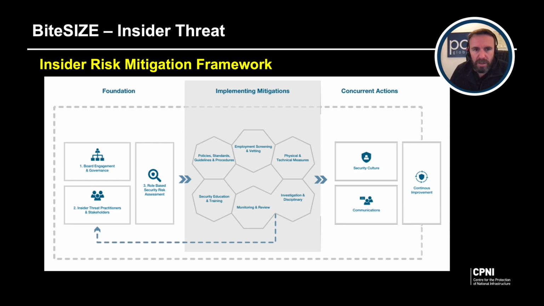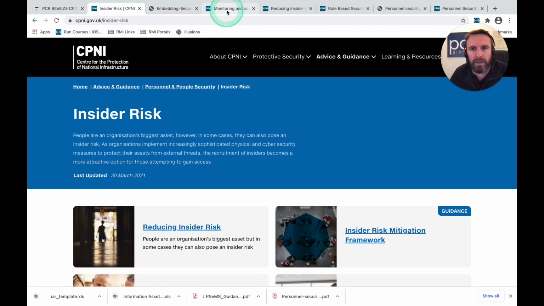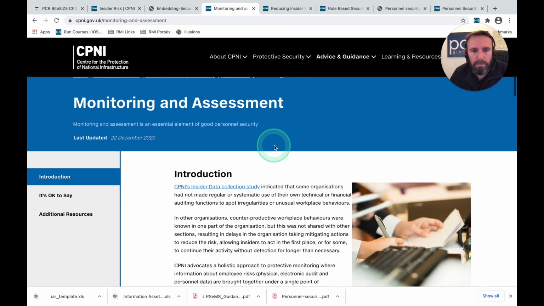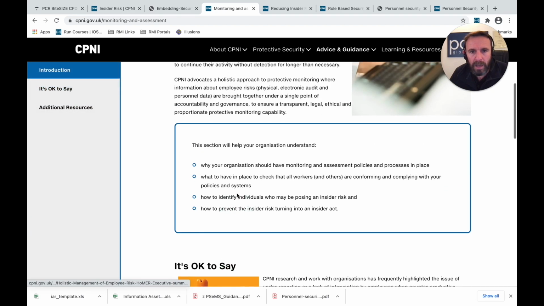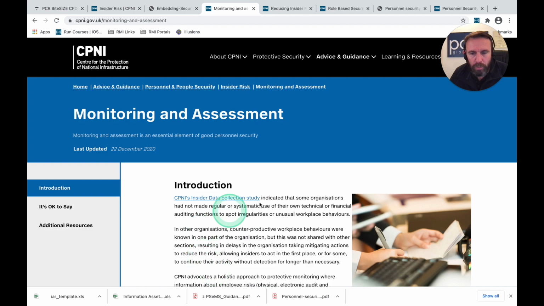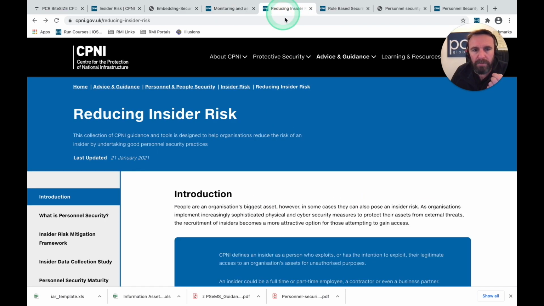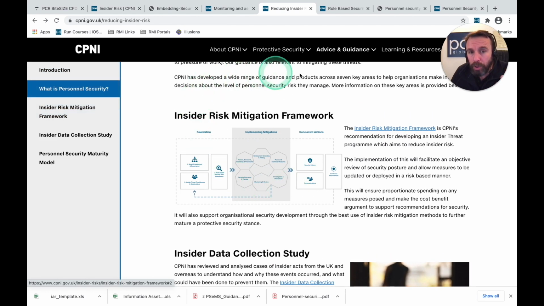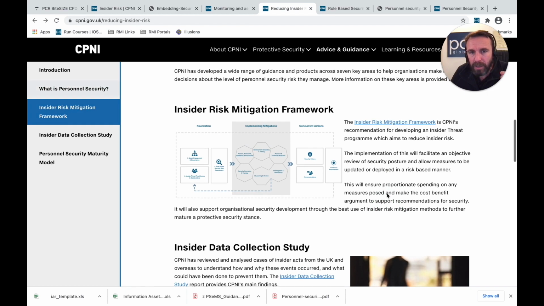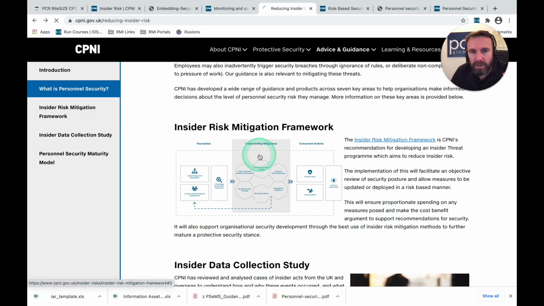This is what this mitigation framework looks like with CPNI, and I might as well just jump straight onto the website to have a look at it. So let's have a look here. Monitoring and assessment. Here we can see for the Homer we have loads of information we can download. The insider data collection study is quite an old study, but it is worth looking through. What we have here, reducing insider risk again. This talks to us about personnel security, and here we go. We have the mitigation framework. Now, when we click on this, I think this is really good.